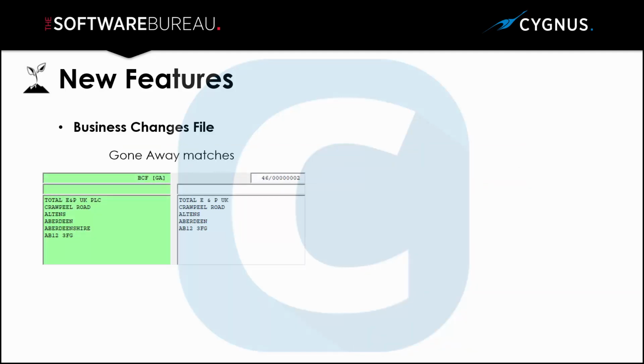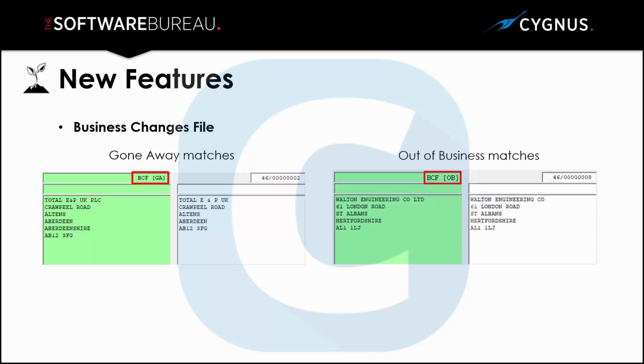Okay, matches. As you can see here, we've got a match against the BCF file, and that's a goneaway match because you can see that it's got the GA in the code at the top. And on the out of business matches, you can see we've got the OB code on the right hand side.